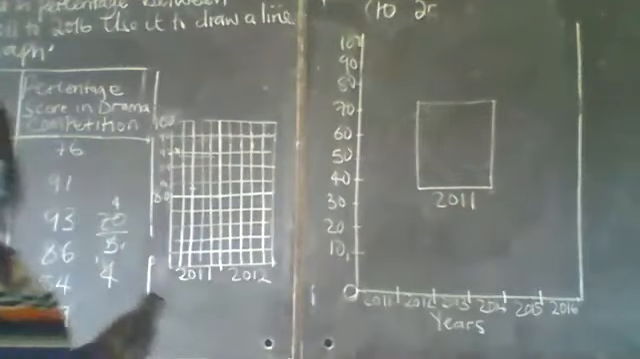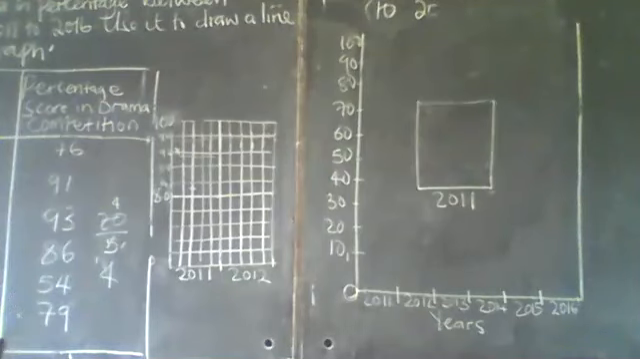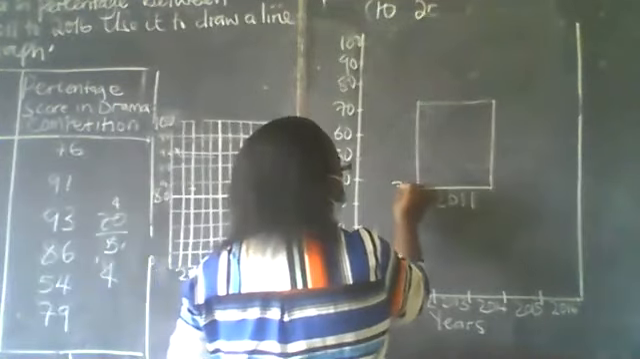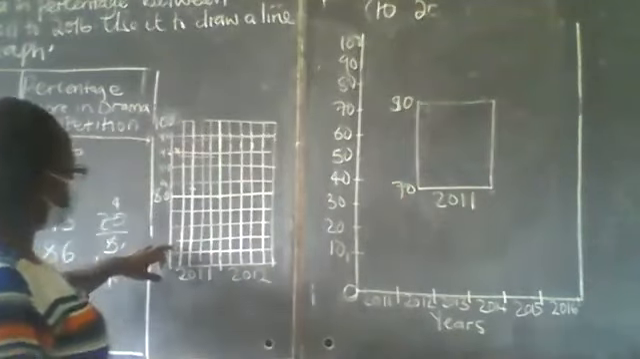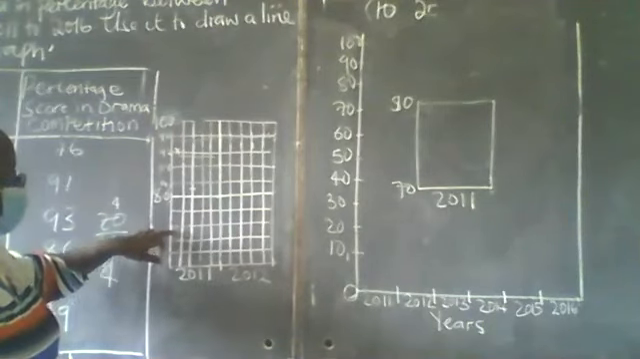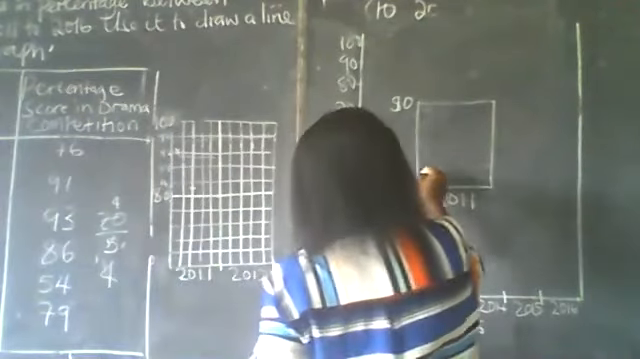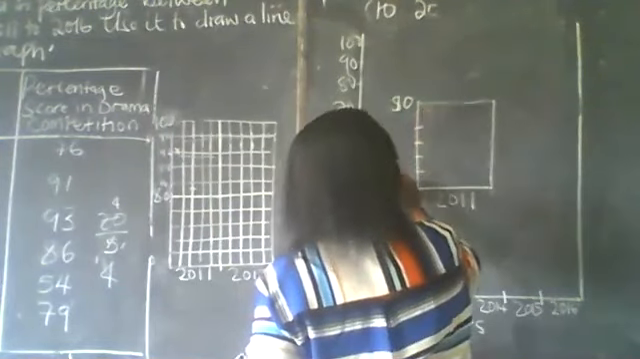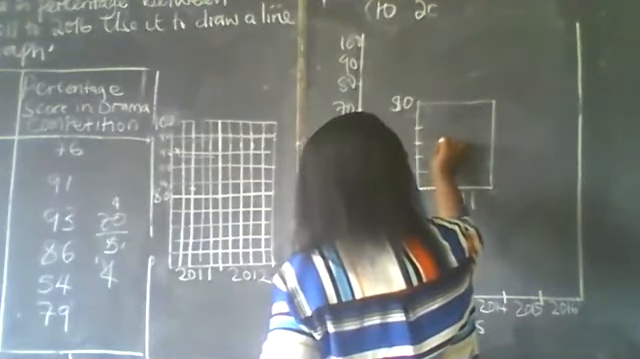This is 2011. So when it comes to plotting, you identify, for example, 2011, we said it was 76. So if this is 70, and then this is 80, using our boxes, we said each represents, was it 2? Yes, 2, okay? So when I want 76, it would be 1, 2, 3, 4, and then 5, okay? So 1, 2, 3. That means my 76 would be here.